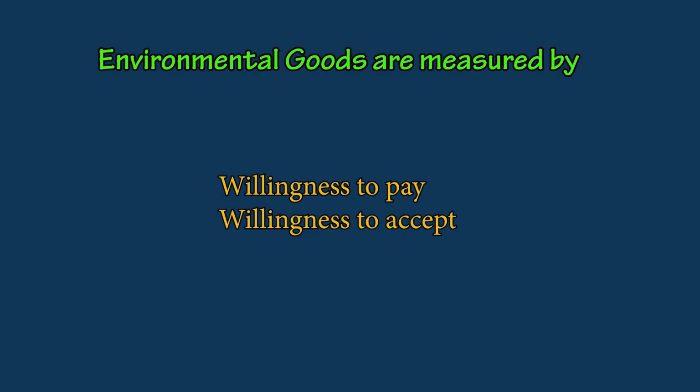Environmental goods are normally measured from two aspects: willingness to pay and willingness to accept. The WTA and the WTP approach. What do we mean by willingness to pay? If we have two parties, A and B, and we know that the activity of A is causing a negative externality to activity of B, then it is possible that if the two parties agree, then A can compensate B for his loss of welfare. This is known as willingness to pay approach.